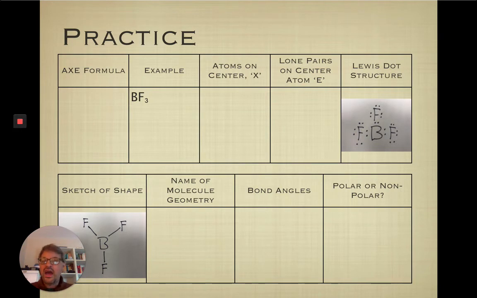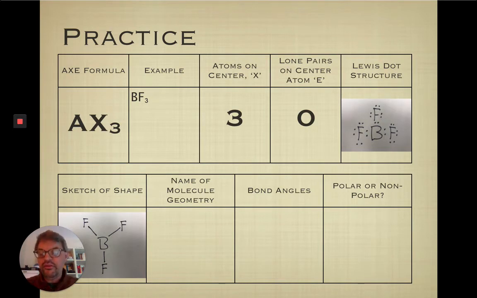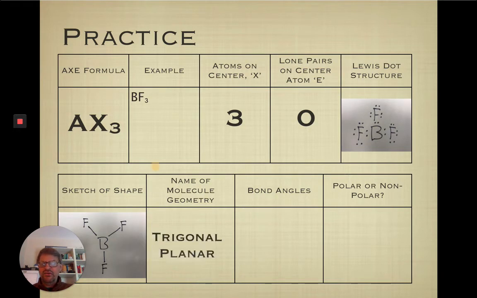Okay. Atoms on center, 3. Lone pairs on center, none. 3 atoms and no lone pairs. So X formula, AX3. Okay. What's the shape then? Take a moment and see if you can determine that. If you said trigonal planar, you are correct.